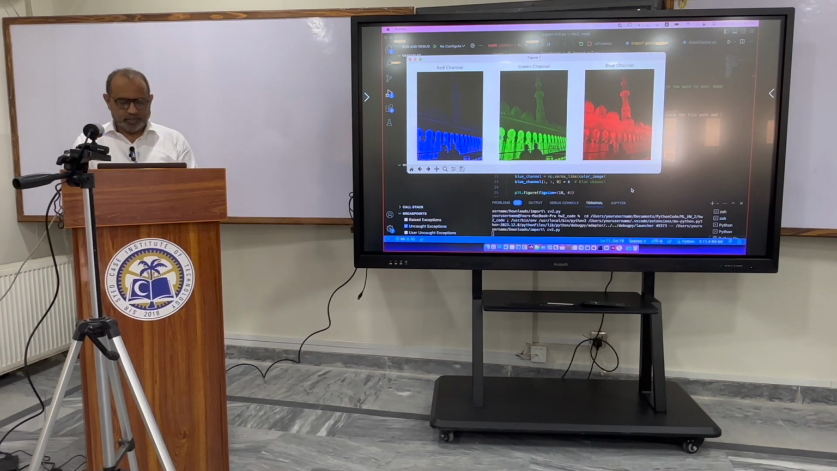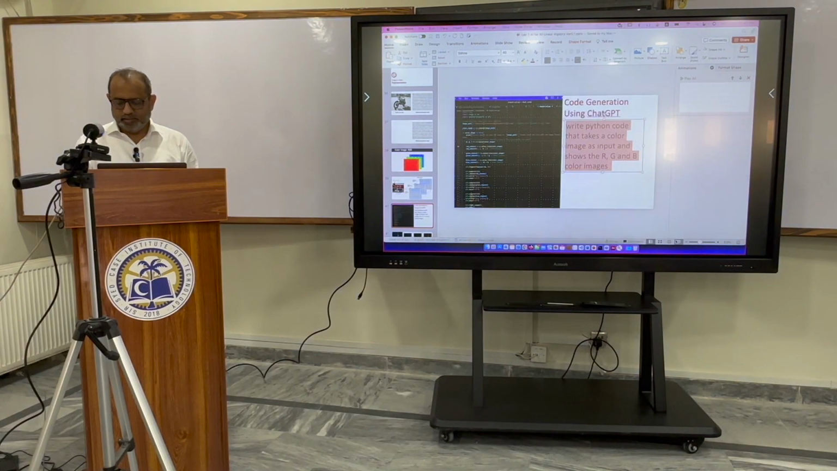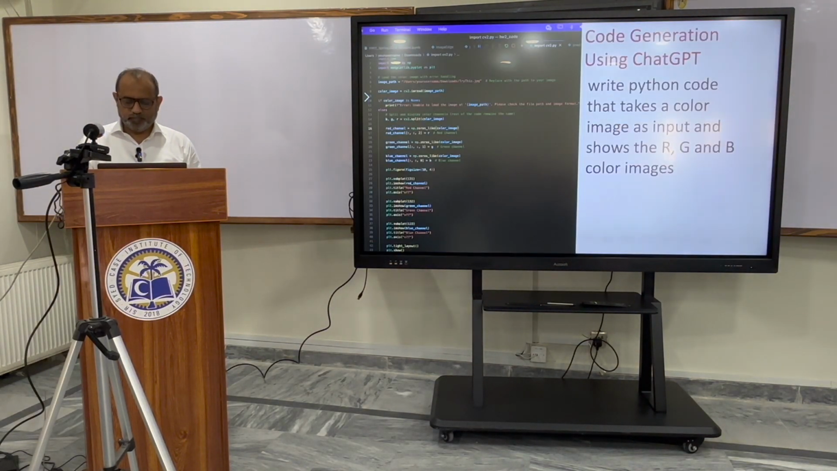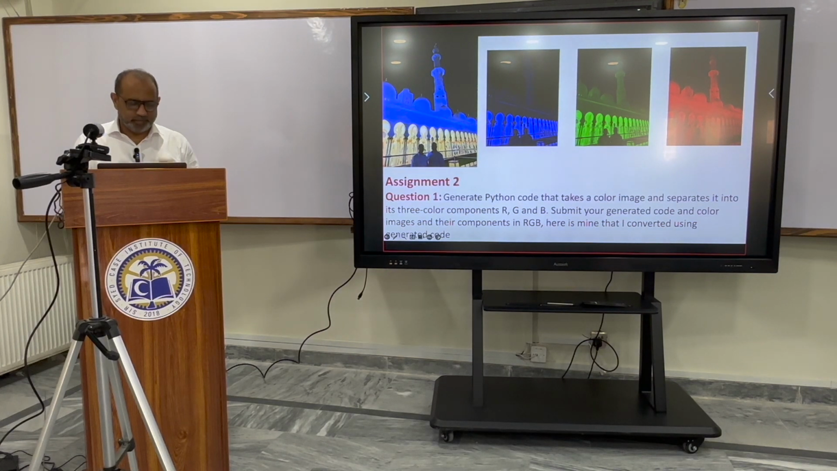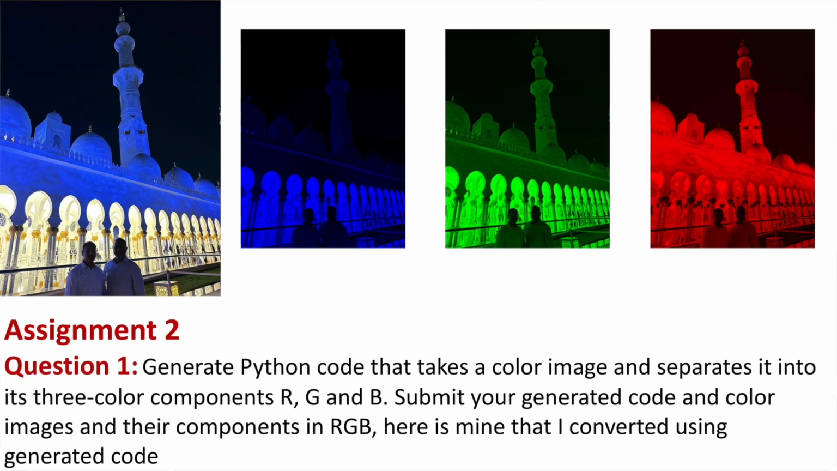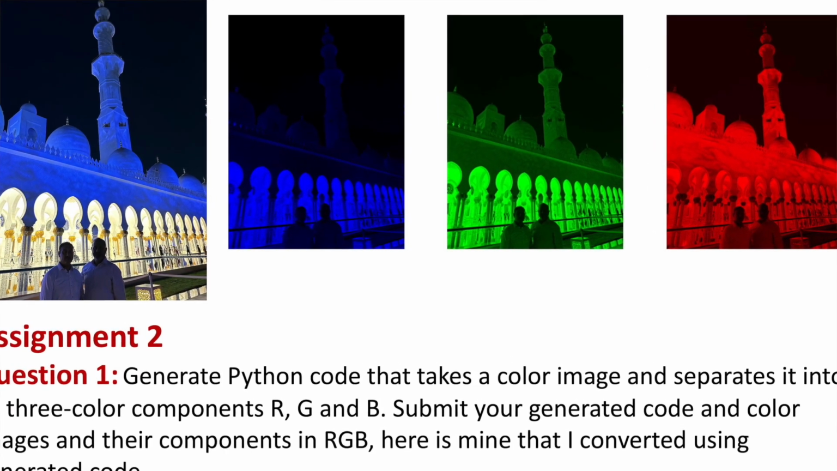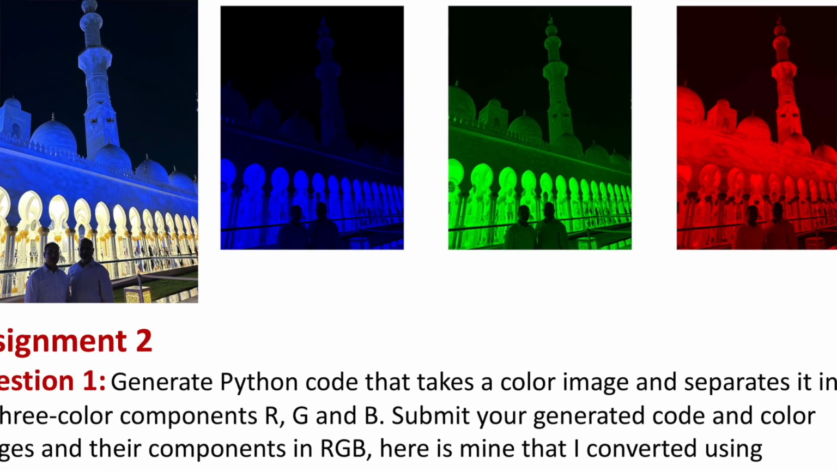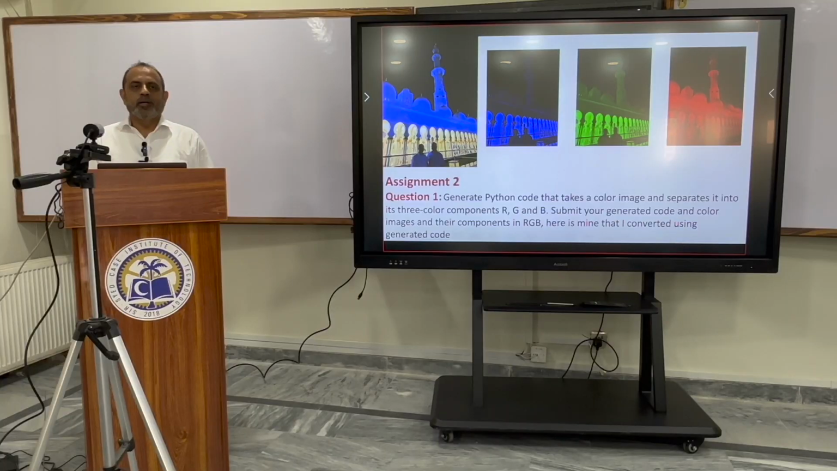If I go back to the slide, this is my original picture. This is the Grand Mosque in Abu Dhabi. This is the driver who was with me, and it has been split into 3 parts. So this is question 1 of assignment number 2. That's what you need to do, and you just have to give the right path.